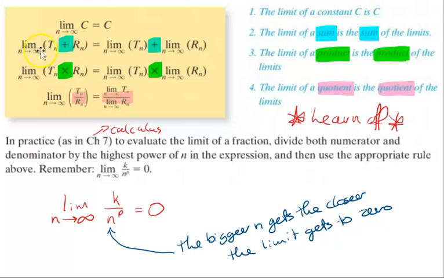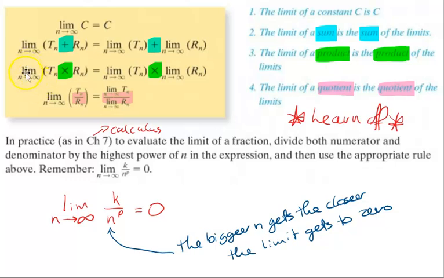The limit as n approaches infinity of Tn plus or minus Un is equal to the limit as n approaches infinity of Tn plus or minus the limit as n approaches infinity of Un. So we can see that if we're adding, we just break it into two different parts.